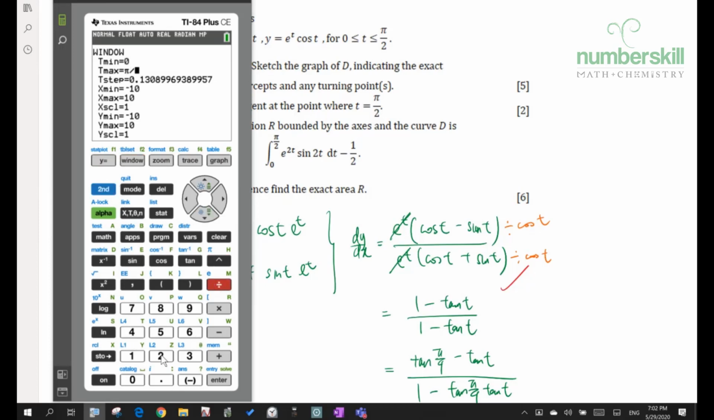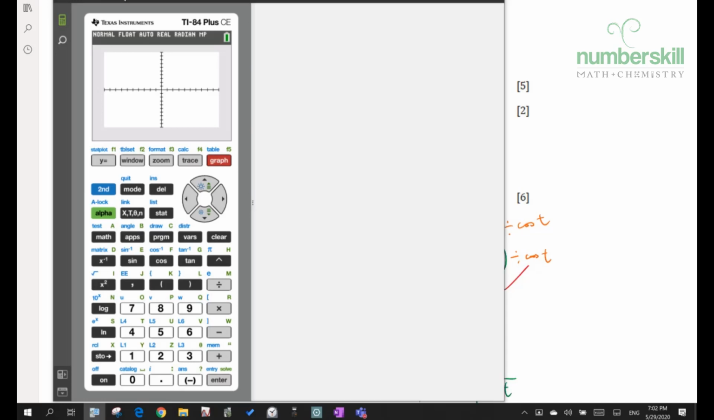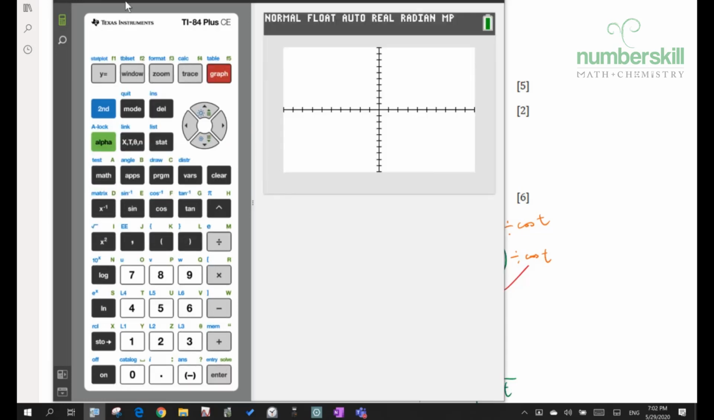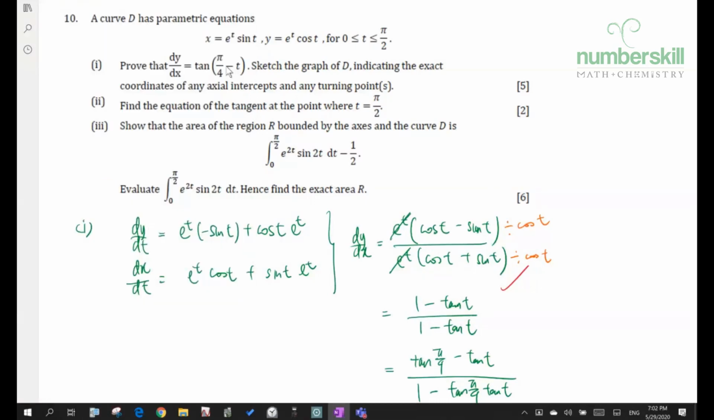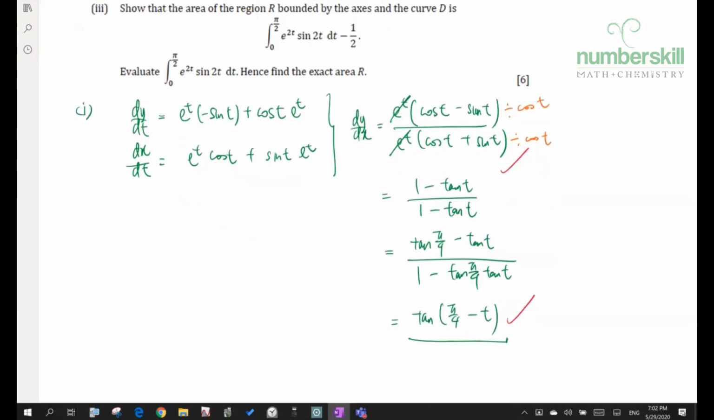Pi over 2. Take note of that one, because a lot of times people forget about this, and then when you draw, it may look different. In this case, it does look different. If you draw from 0 to pi over 2, let me try again. Somehow my GC is not working. I don't know why. I close it first and reload it later. But what I'm trying to say is this.